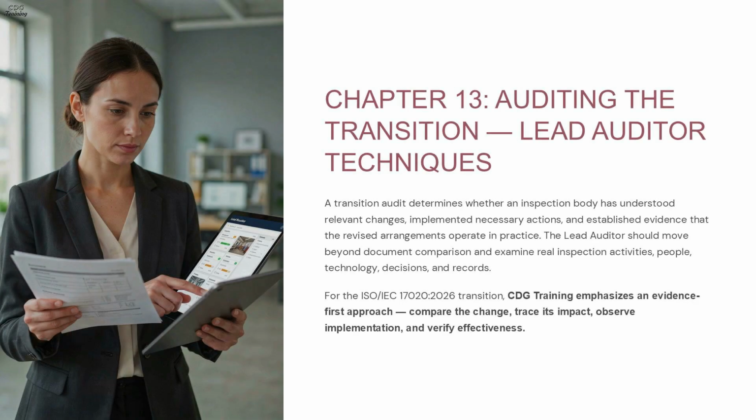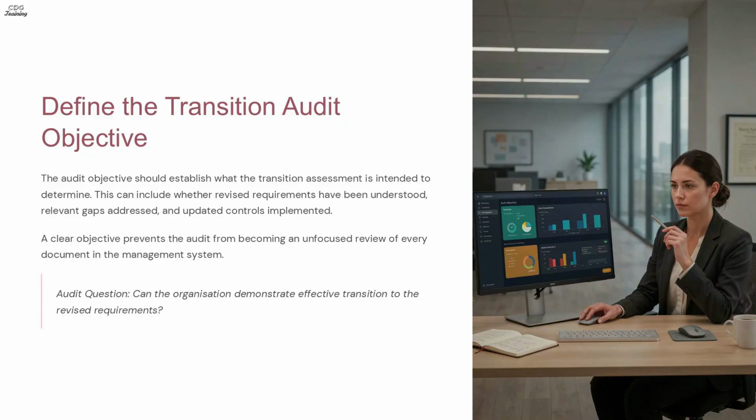A transition audit ensures that an inspection body has understood and implemented necessary actions, providing evidence of effective changes. The lead auditor should focus on document comparison and review of key activities and decisions. CDC training emphasizes an evidence-first approach to verify effectiveness. The audit objective should clarify what the transition assessment aims to determine, including understanding revised requirements and addressing relevant gaps. A clear objective prevents the audit from becoming unfocused. Consider whether the organization effectively transitioned to the revised requirements.